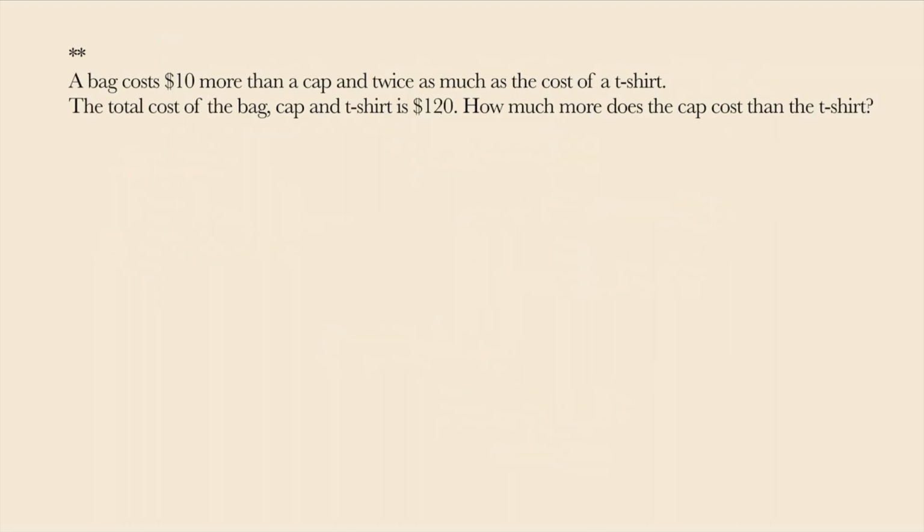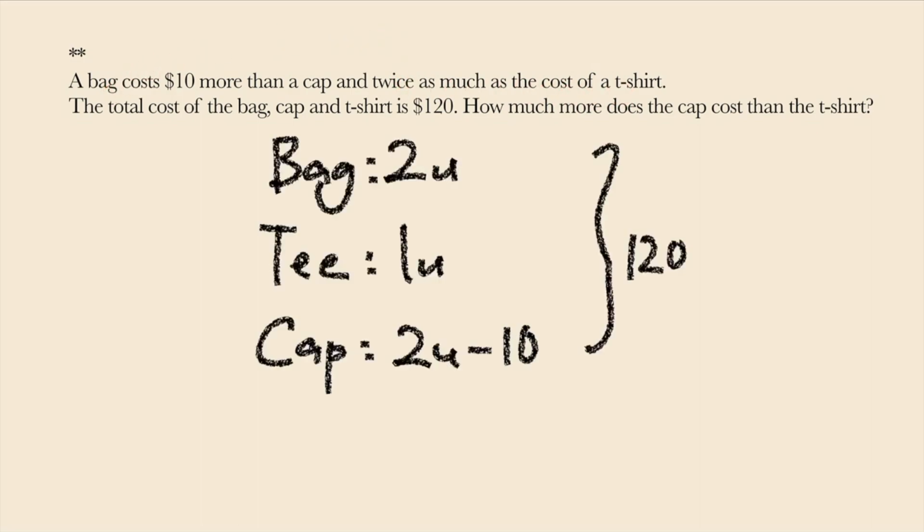A bag costs $10 more than a cap and twice as much as a t-shirt. Now, this is a tricky way to form a sentence, but what that basically means is a bag is twice the cost of a t-shirt. Now, that is easy to work with. A bag is twice the cost of a t-shirt.